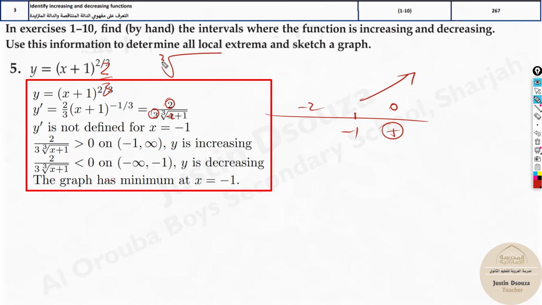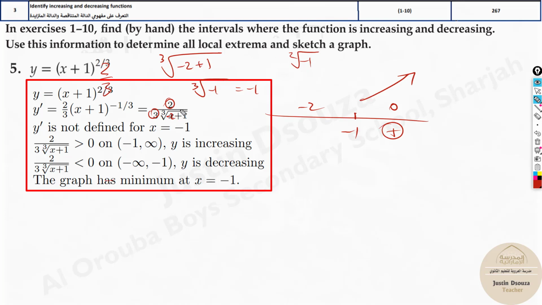But what is happening here? The cube root of -2 plus 1, that is the cube root of -1. That's -1 itself, right? Now remember, this is a cube root, it's not undefined. If it was a square root of negative numbers, it would be undefined. But now why have we written undefined? Because it's in the denominator. That's an altogether different thing.